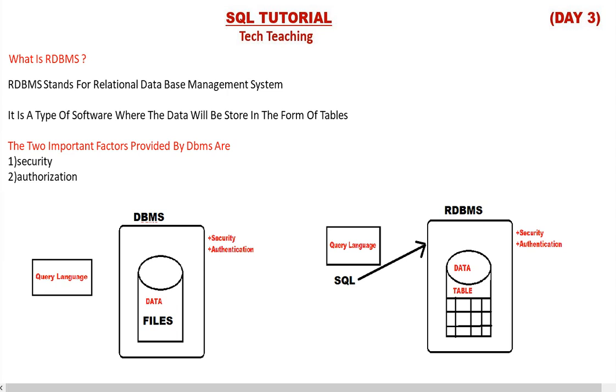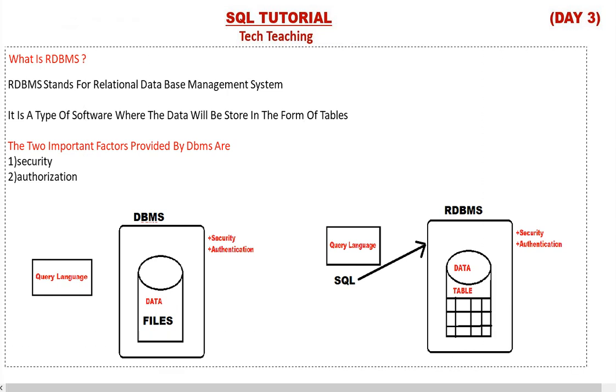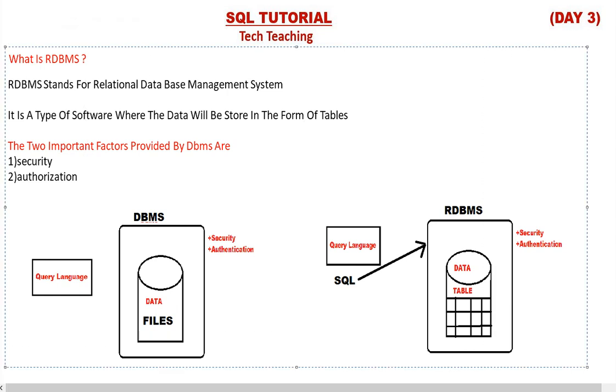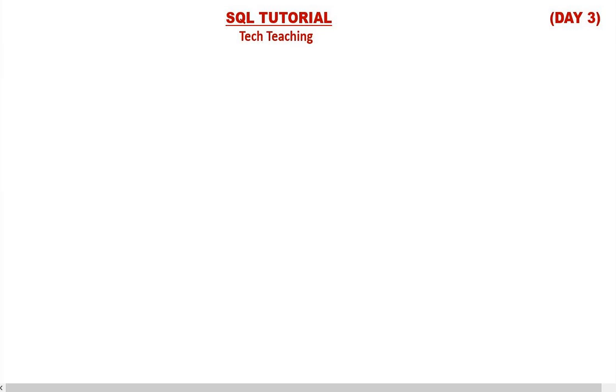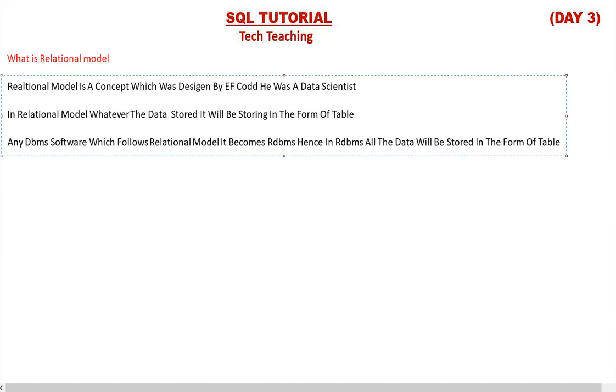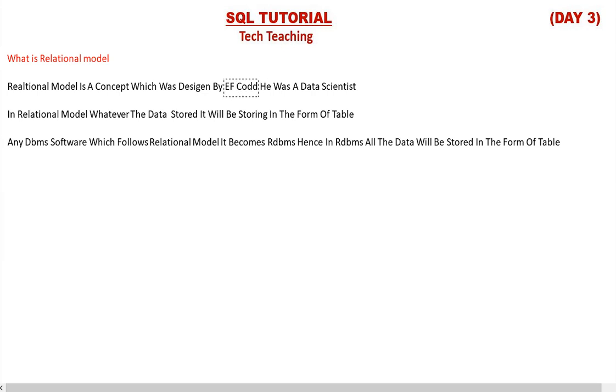Now the third topic: what is relational model? This is very interesting. Just wait, I will clear this so that I can explain what is relational model. So I am cleaning this, while you can take a screenshot of this also. Relational model is a concept which was designed by E.F. Codd. Here E.F. Codd is a scientist. He was a data scientist who invented the relational model.